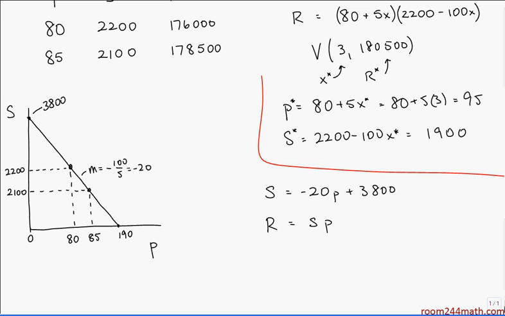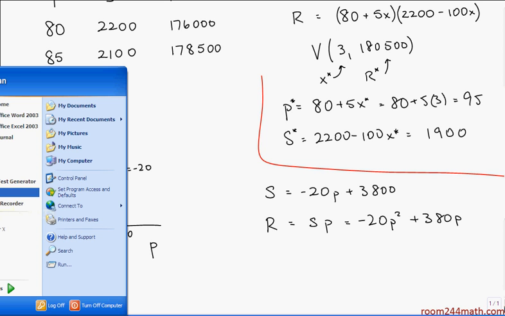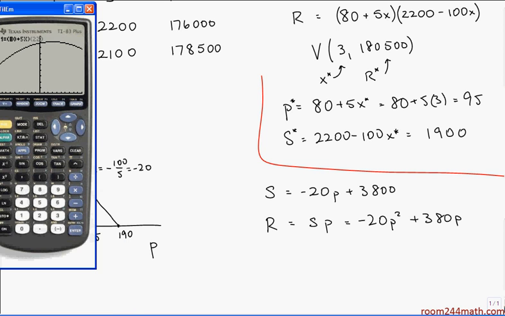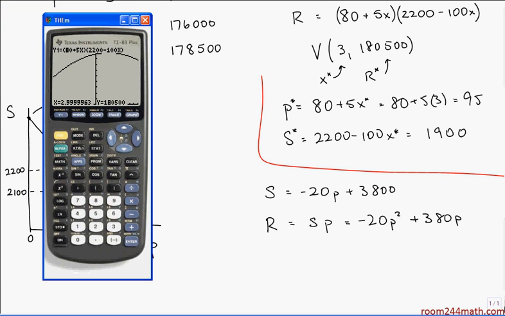We're interested in the revenue function. And the revenue function, again, is just sales times price, which, if you multiply the equation above by p, you get minus 20p squared plus 3,800p. And that is very obviously a quadratic function. Now, let's take a look at that on our calculator.